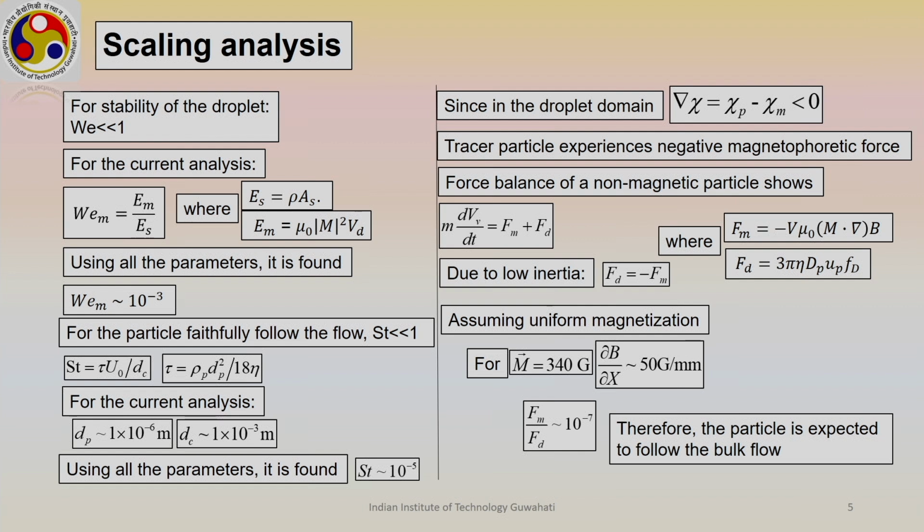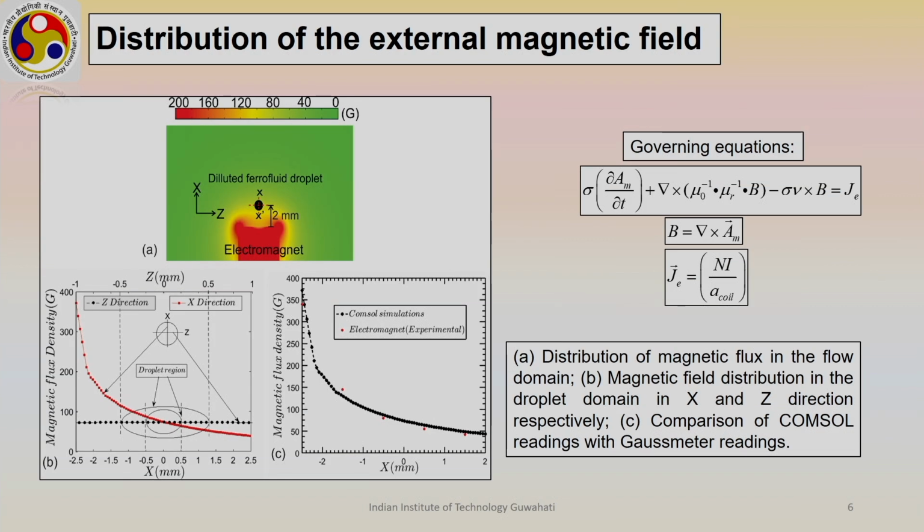Which particles? Magnetic nanoparticles, and for that we have calculated the magnetic force relative to the drag force, and it is seen that the magnetic force is very less. That means particles will try to follow the bulk flow, and doing this analysis we will next see how we can predict the velocity, rather the internal flow structure, qualitatively as well as quantitatively.